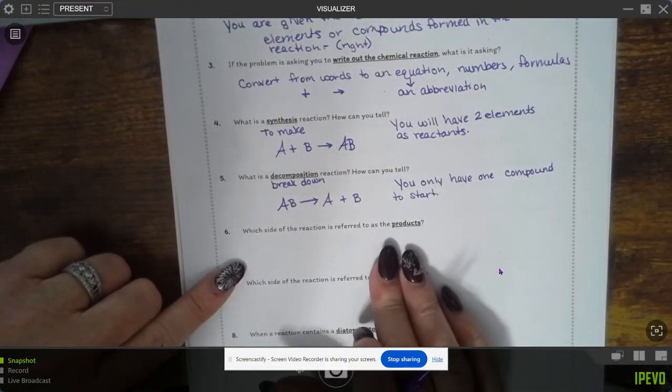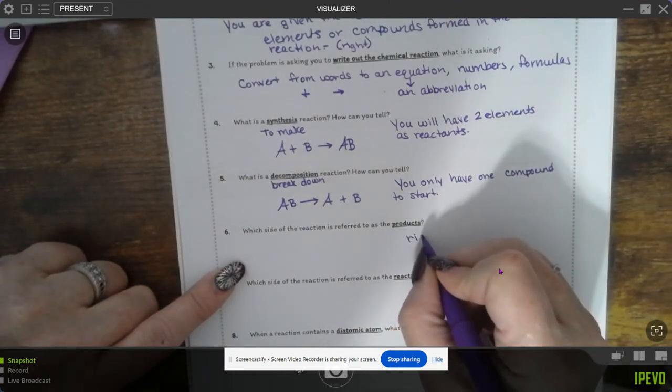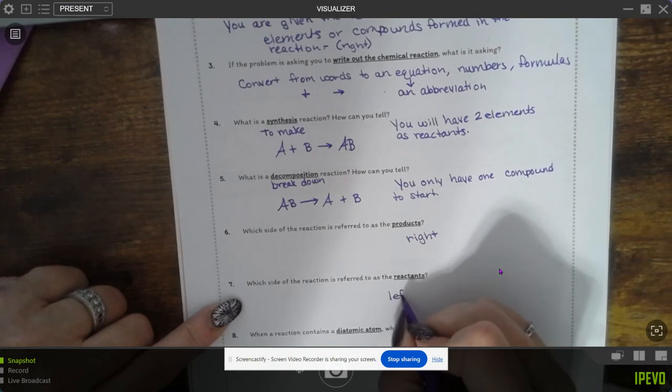All right, which side of the reaction is referred to as the products? The products are on the right. The reactants are on the left.